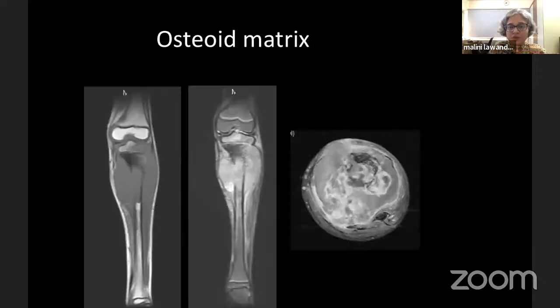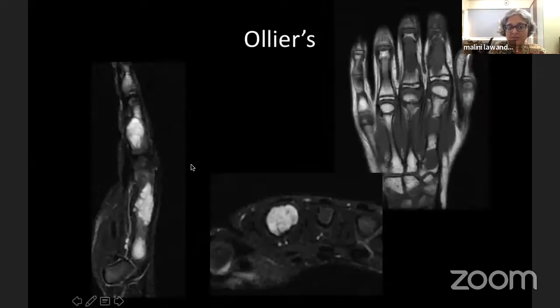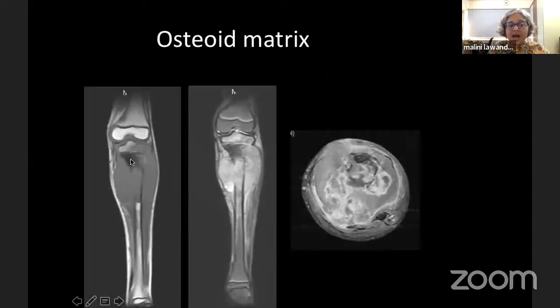If I look for osteoid matrix, it's dark on all of these. This is T2 STIR images, T2 fat sat or STIR image. This is T1. On T1, the lesion looks iso, it looks just gray, but the extent is seen very well on the T1 image. Here I have dark signal within the tumor on all the sequences, T1 as well as the T2 and STIR images. That tells me this is osteoid matrix. So very clearly, this is an osteogenic sarcoma.